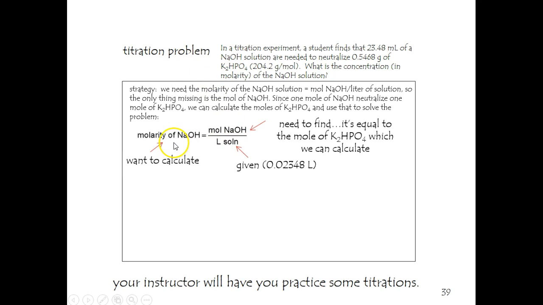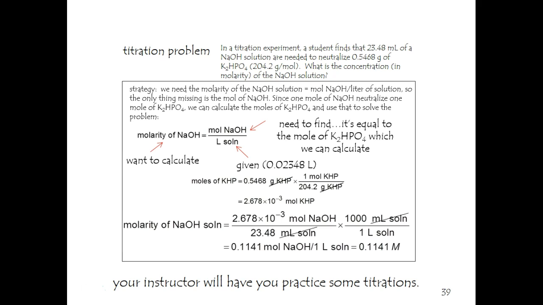So moles per liter, they want the concentration. There's the concentration. And in fact, that's easy, 0.02348 liters, right? There's 1,000 milliliters in a liter. And we just need moles of sodium hydroxide. That's equivalent to the moles of KHP. How many moles of KHP? Very little, right? 0.55 grams and 200 grams is a mole. We got 0.00268 moles of KHP. That's your top number, moles per liter. This is a 0.1141 molar solution.